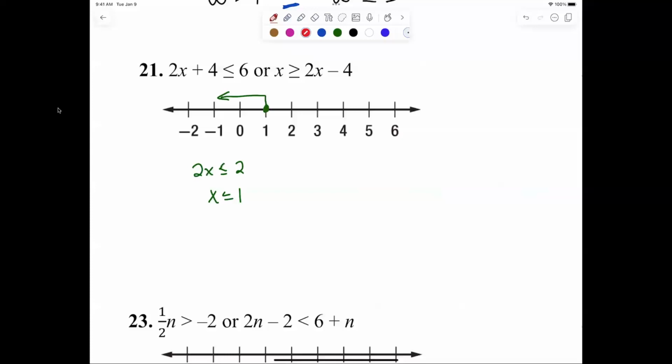Now I'm doing this one right here. That's the second equation. So if I have x is greater than or equal to 2x minus 4, I'm going to subtract 2x from both sides. So I have negative x is greater than or equal to negative 4. Everybody good with that? And then, of course, I'm going to divide by a negative. So what happens to the inequality sign? It changes. So we're going to have x is what? Less than or equal to 4. All right, put a star by this one.